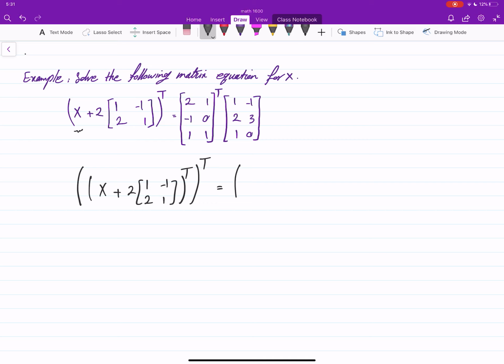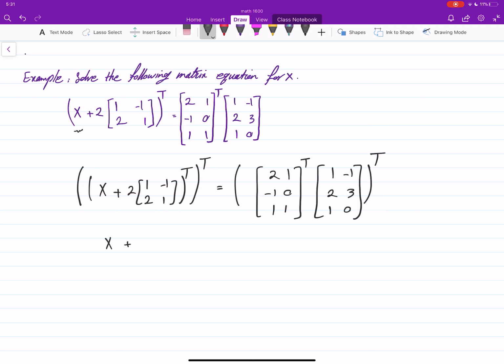Here, however, we have two sides, so we have to find the transpose of both sides. Okay, transpose of transpose is the matrix itself. So here, let me multiply this inside: 2, negative 2, 4, 2.